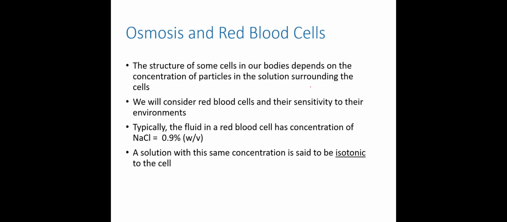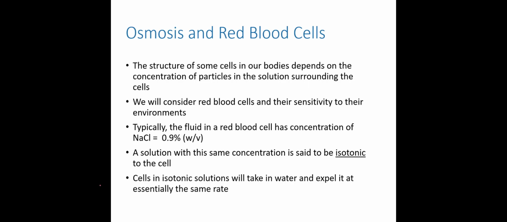Any solution in which the concentration is equivalent to that would be considered isotonic to the cell. So what we would expect, looking at osmosis, is that if a solution has the same concentration outside of the cell as inside the cell, water should flow into the cell at the same rate that it's flowing out of the cell, and so there's no real change to the shape or volume of the cell.